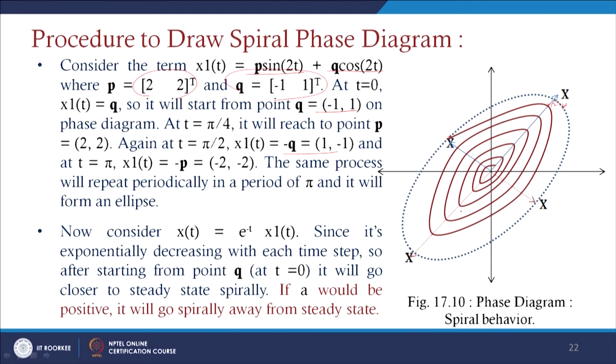If you consider x of t equals e to the power minus t times x1 of t, since a equals minus 1, it is exponentially decreasing. After starting from the point q at t equals 0, it goes closer to the steady state, and it achieves this steady state spirally. And if a were positive, then it would move outwards, going away from the steady state.